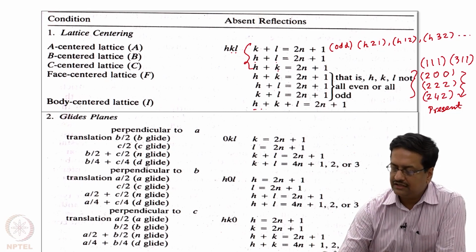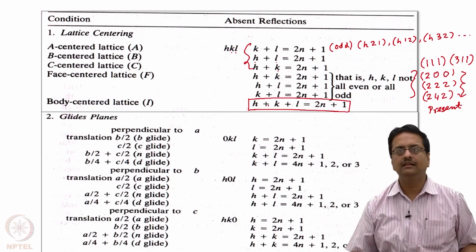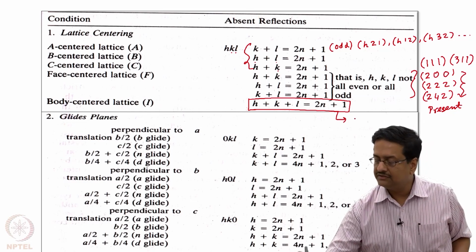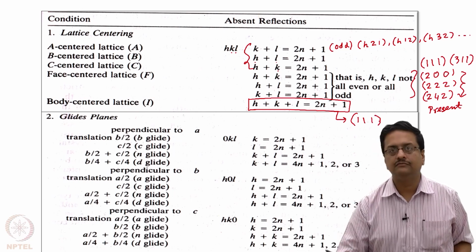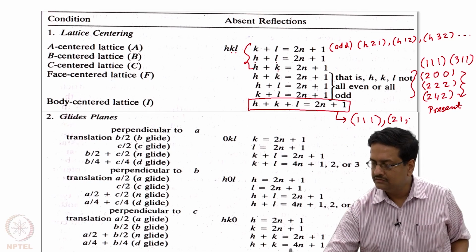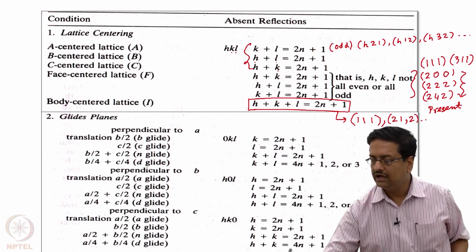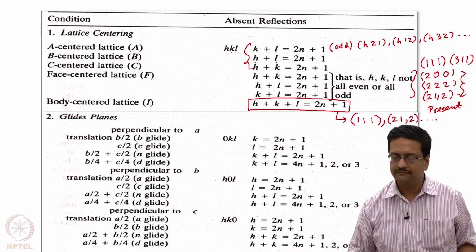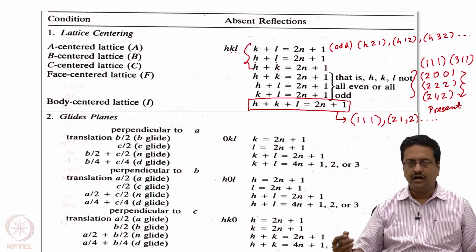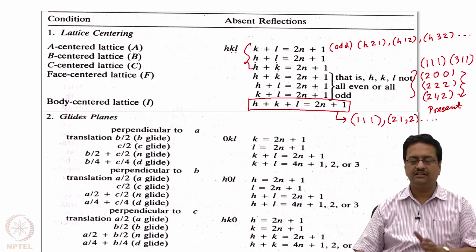Similarly, for a body-centered lattice, this condition has to be fulfilled, that is H plus K plus L odd will be systematically absent. So, the absent reflections will be of this type: 1, 1, 1, 3, 2, 1, 2 and so on, where the sum is odd. So, in the next lecture we will try to understand how the systematic absence conditions for glides and screw axes are to be followed.